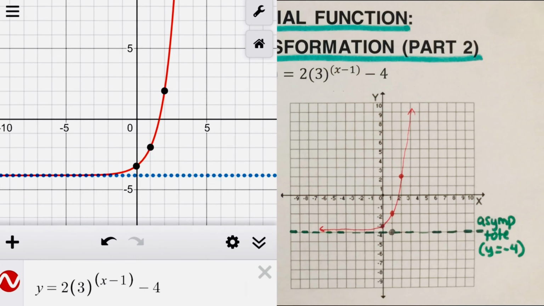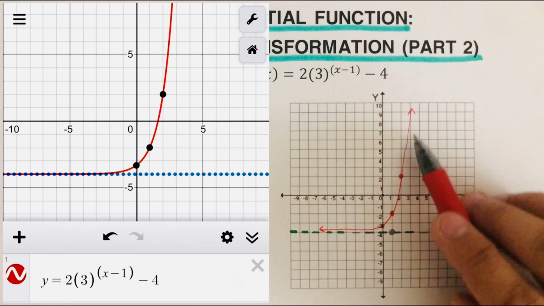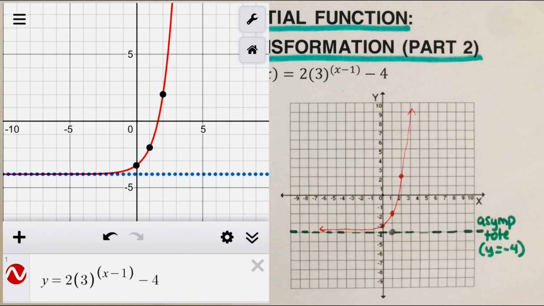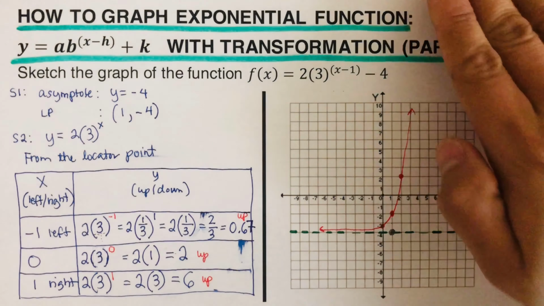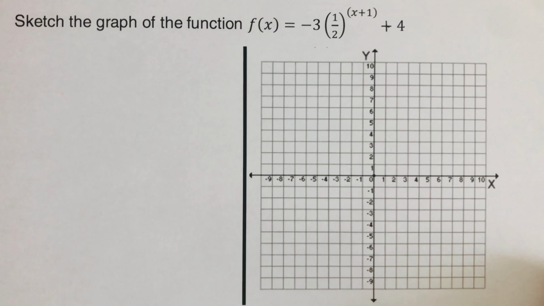On the side, you will see the Desmos version of this graph. So as you can see, both the paper version and the Desmos version are just the same. At this time, I would encourage you to pause this video and try this problem out on your own. And when you're done, unpause it and check your answer.